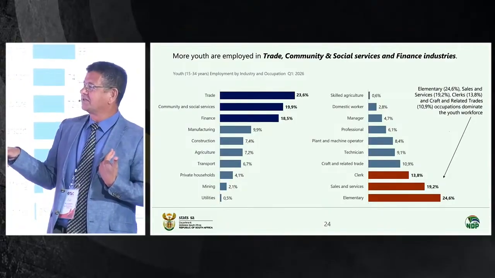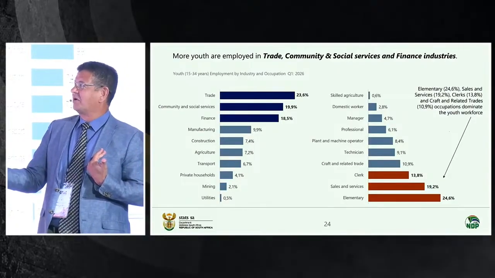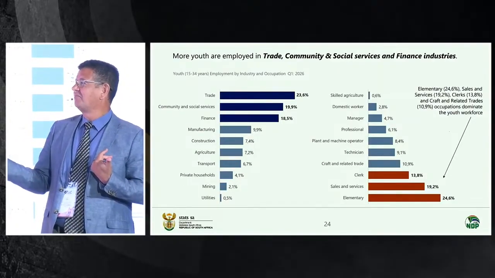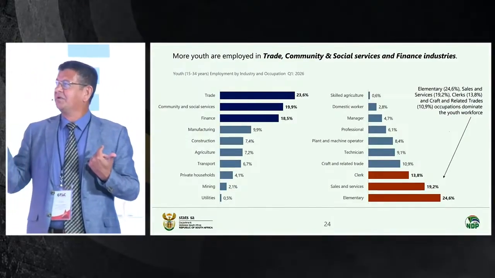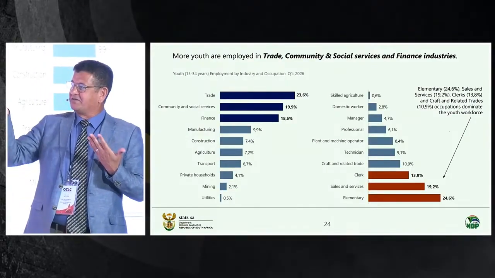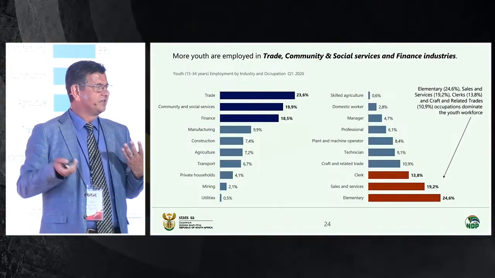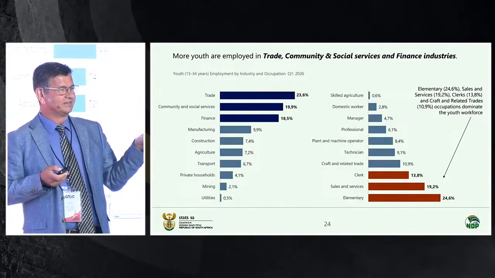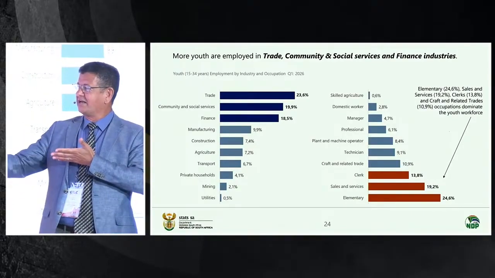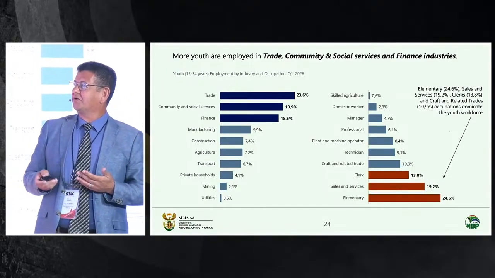And what types of work do they do? It starts at the bottom. Elementary work, 25%, sales and services, which means that the youth typically will then be employed in those industries where you do not necessarily need very high academic skills or technical skills. You go for the skills that are elementary or in sales or clerical.